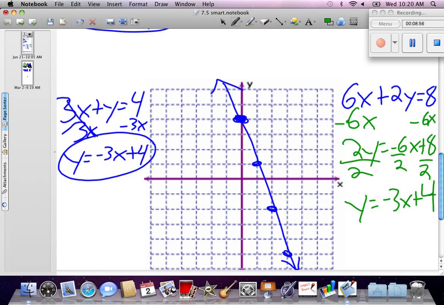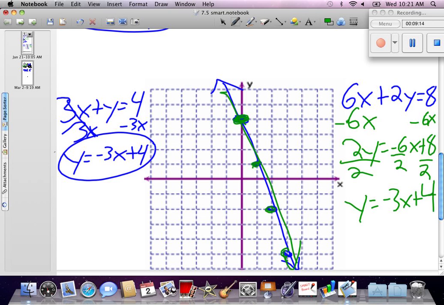So Nathan, where do I put my first dot for the green one? On the 4, good. Deja, how do I find my next dot? Down 3 over 1, down 3 over 1.